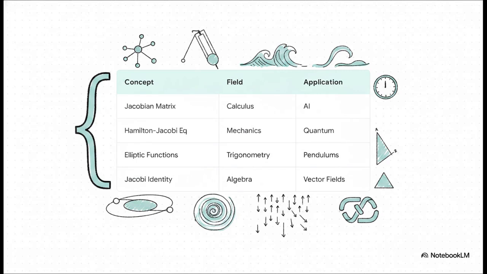Jacobi's interests were remarkably broad, which is why his name pops up across so many different fields, honestly causing a lot of serious confusion. Let's use a cognitive map here to sort the mental clutter and strictly disambiguate the four major frameworks that sound so incredibly similar. We've got the Jacobian matrix in multivariable calculus, the Hamilton-Jacobi equation in mechanics, the Jacobi elliptic functions in trigonometry, and the Jacobi identity in algebra.